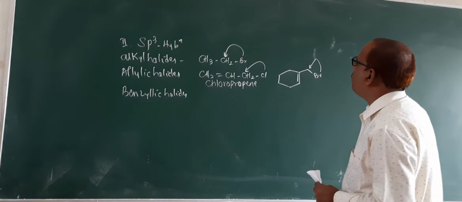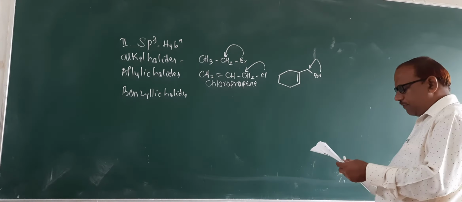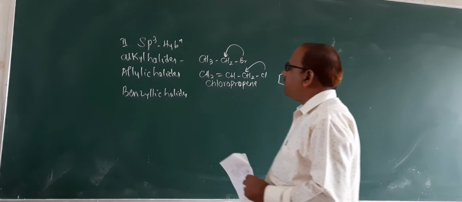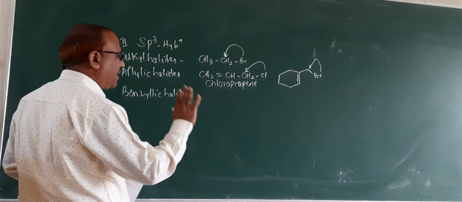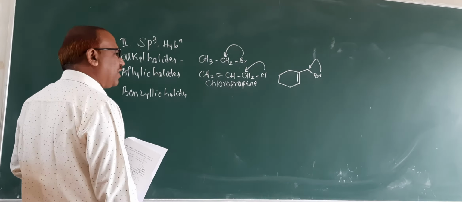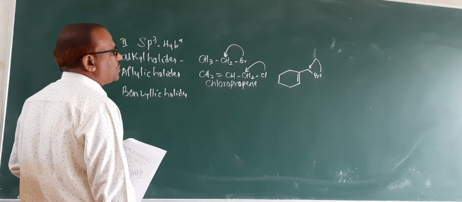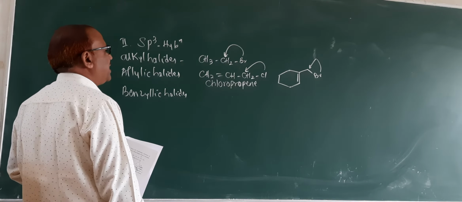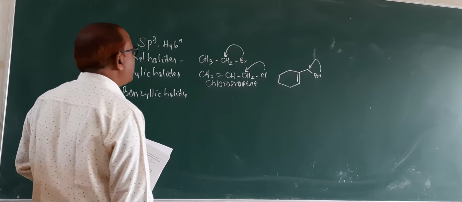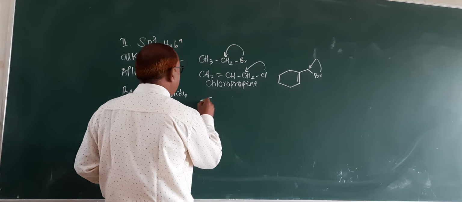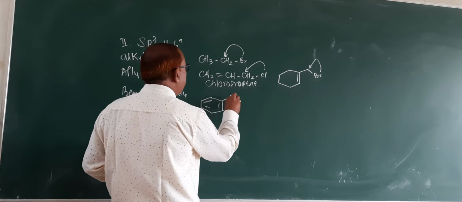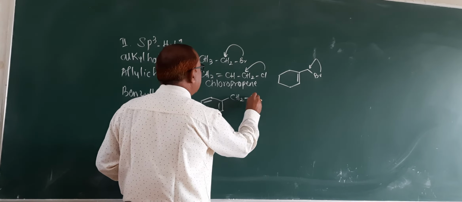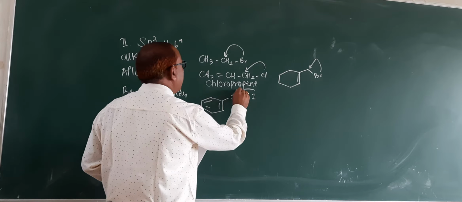Bromomethyl cyclohexene is the name of the compound. Benzylic halides are definitely not aliphatic; they are aromatic halogenated compounds, but the halogen is attached to the saturated carbon. For example, you have a benzene ring, but the halogen is attached to the saturated carbon.